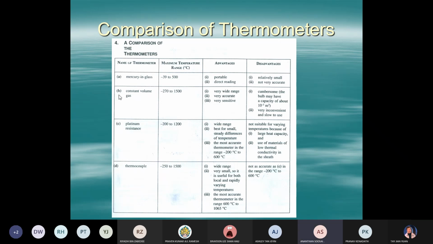So for the constant volume gas thermometer, what thermometric property is used? For mercury in glass, it was length. For the constant volume gas thermometer, the thermometric property is pressure. It measures pressure.